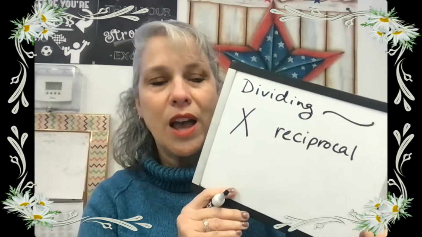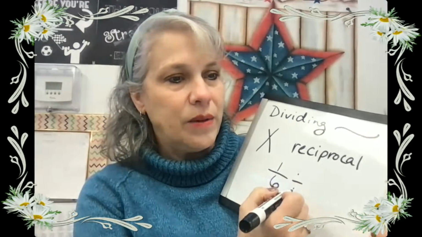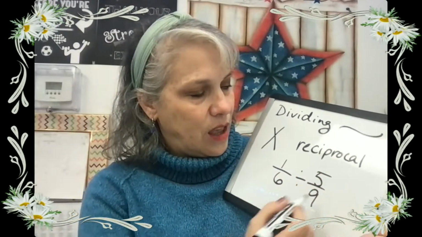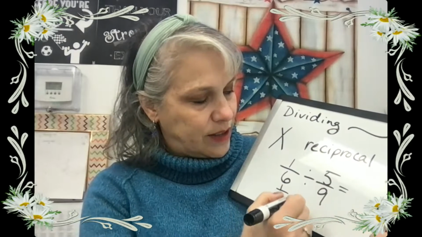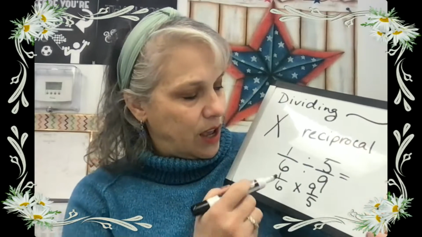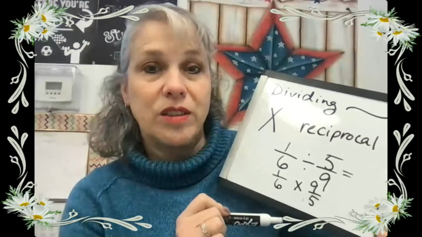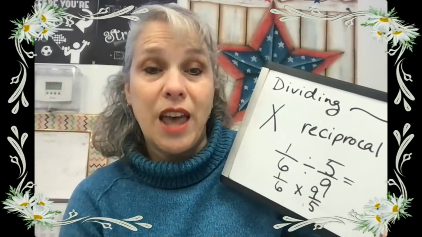So what do we do? The rule for dividing fractions is that you don't really divide, you multiply by the reciprocal. Multiply by the reciprocal. So if I have 1/6 divided by 5/9, that's equal to 1/6 times 9 over 5. So multiply by the reciprocal. And look, 5/9, 9/5. The reciprocal is just flipping that fraction.